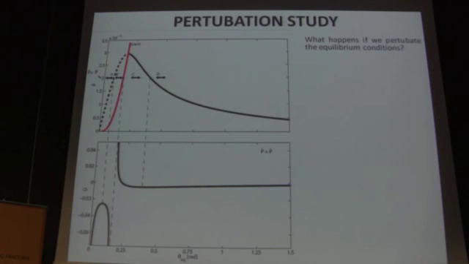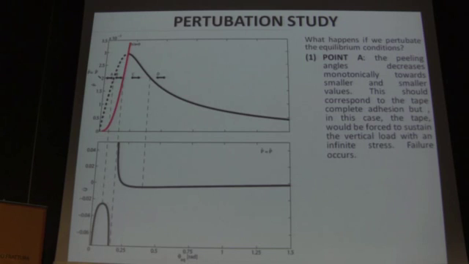If we are on the left in a stable region, for example, in the case of the point A, what we observe is that if we are in the point A, the peeling angle evolves towards smaller and smaller values. What we observe is that at the end of the process, the tape should attach completely to the substrate. But this is not physically possible because we have a vertical load, and so we should have an infinite stress inside the tape. But basically this is not possible, and so the tape just fails.